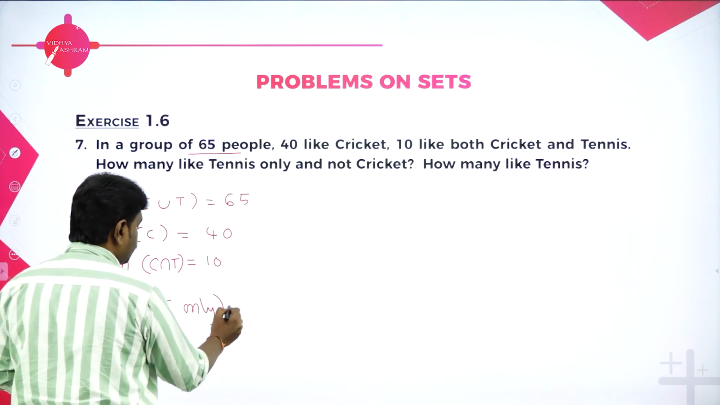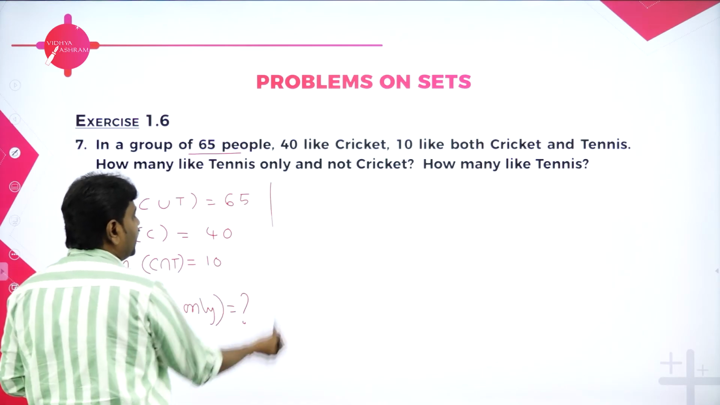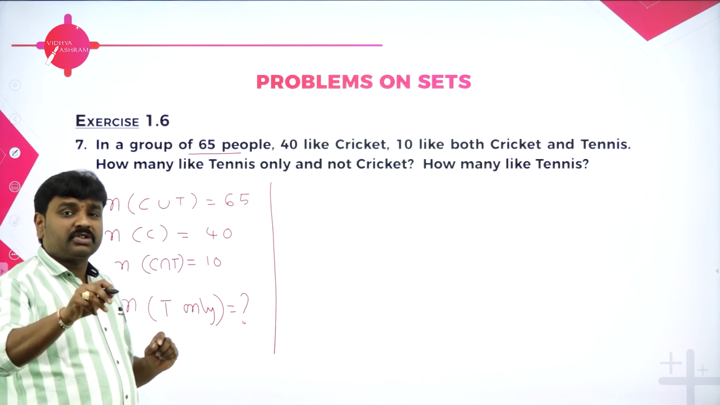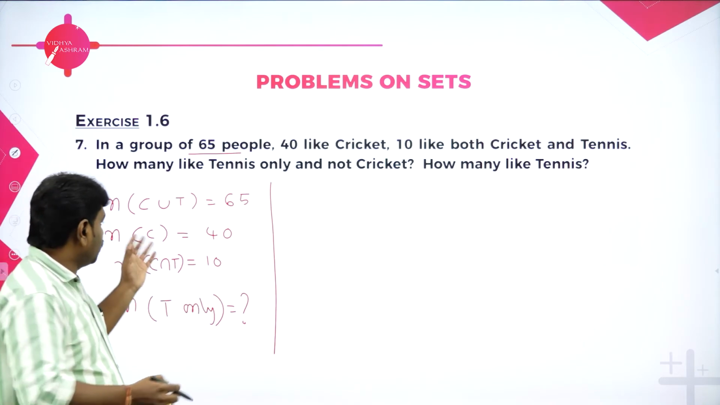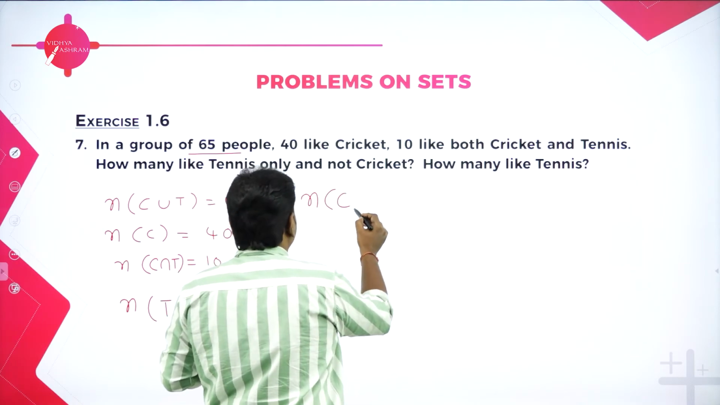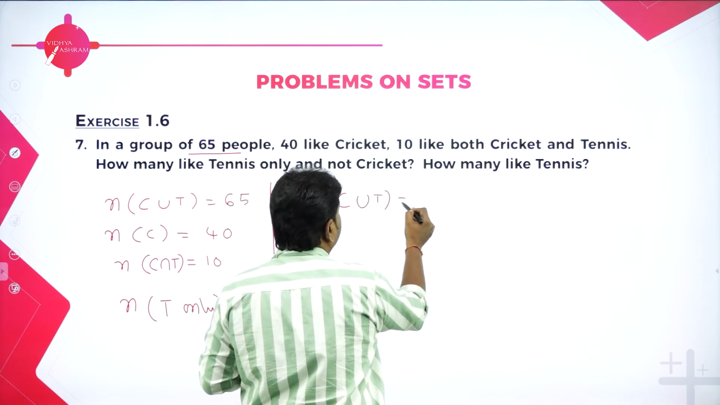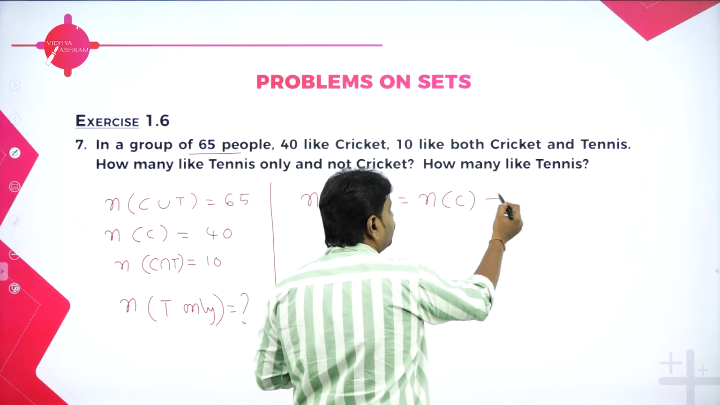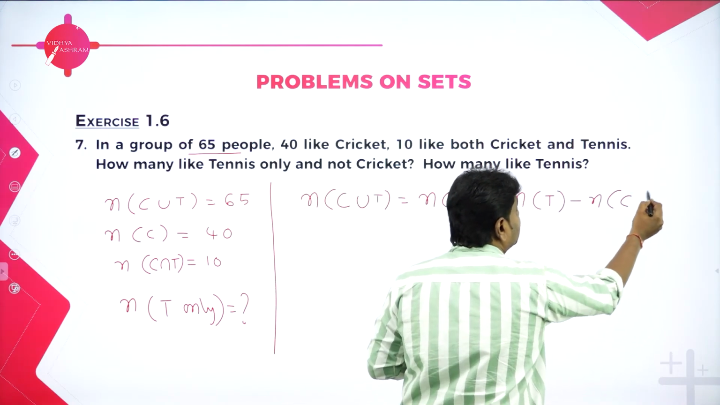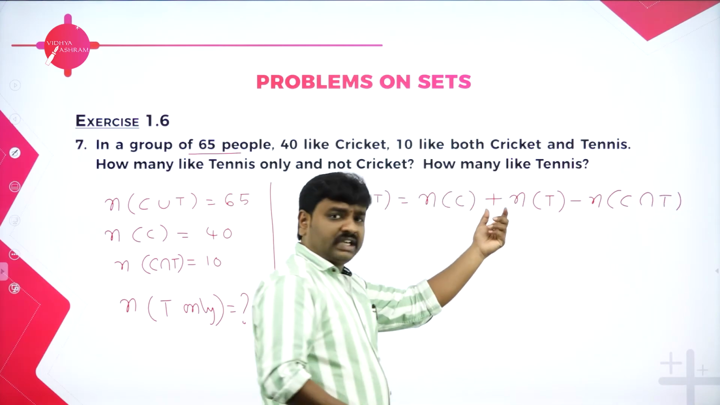Please understand, this is the question. But from the given data, you can find the number of people playing tennis. Tennis only means tennis but not cricket. So first we will find N of C union T, using the formula. What is the N of C union T formula? All of you know, N of C plus N of T minus N of C intersection T. Use this formula and get N of T.